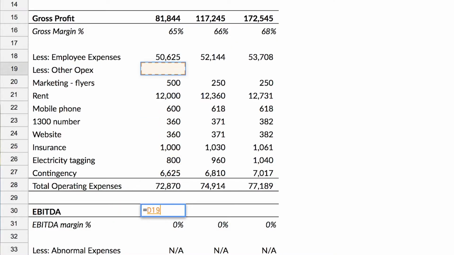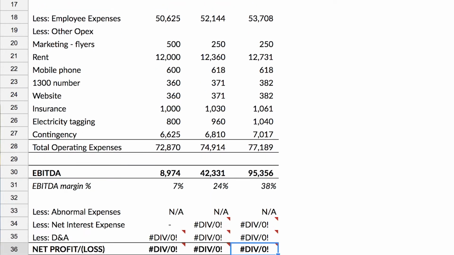We know that EBITDA is our gross profit minus our operating expenses, and it gives us EBITDA in year one of just under $9,000. Copying the formula over, year two, $42,000, and year three, $95,000. Now our EBITDA is going up quite significantly because, as we can see, our revenue is going up greater than our costs. And that is coming out in our EBITDA margin, which in year one is only 7%, but because of the increased profits in year two and three, it goes up to 24%, then 38%. Now that's the direction we want our margins to go in.